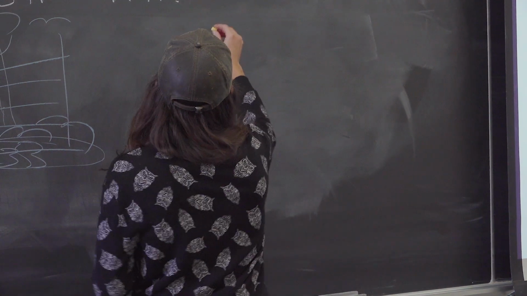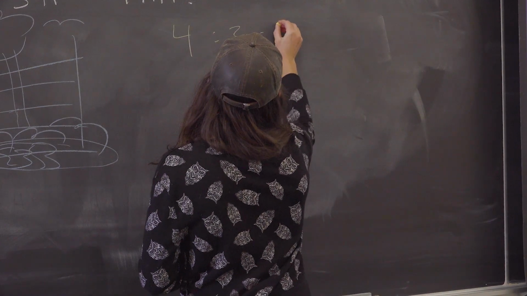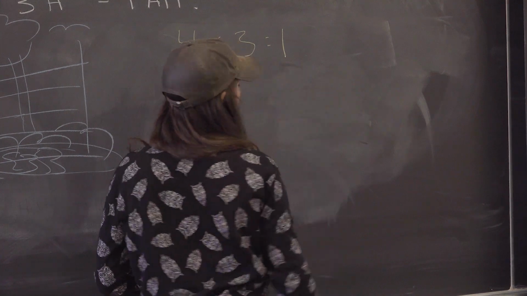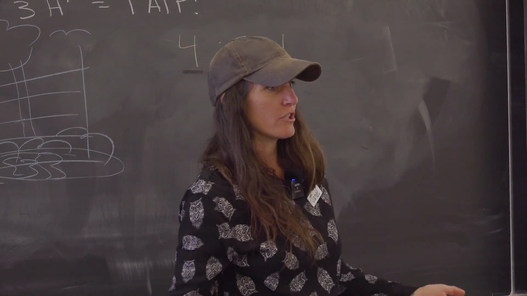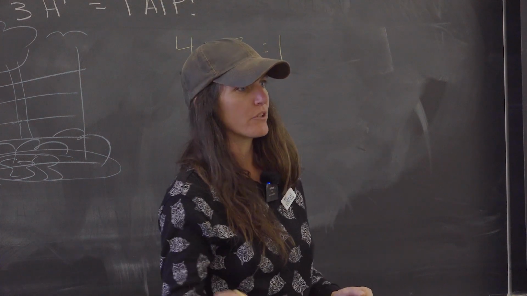Okay. So we have 4 to 3 to 1. This is usually how ratios are written. And all this means is parts. Parts can be any measurement you want to use. It just has to be the same measurement for each of those numbers.